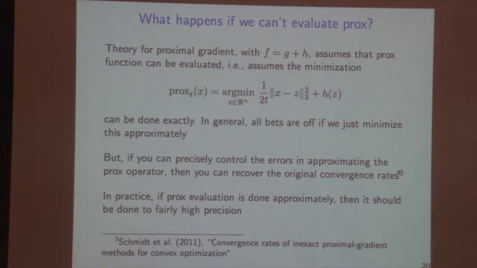However, in practice, it tends to work out if you evaluate this proximal operator to high precision. So you run whatever optimization algorithm you want to a high level of accuracy. And there's emerging theory saying that if this is done appropriately, then it still converges. Here's a very recent paper that studies this. It puts a condition on how much error you can incur over each iteration when you approximately minimize this inner minimization problem that's defined by the proximal operator. Okay?